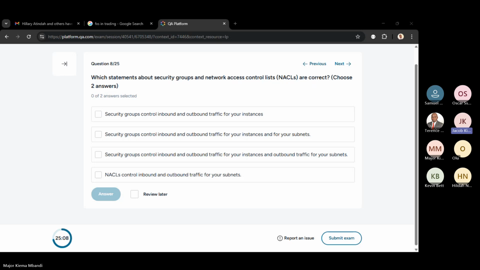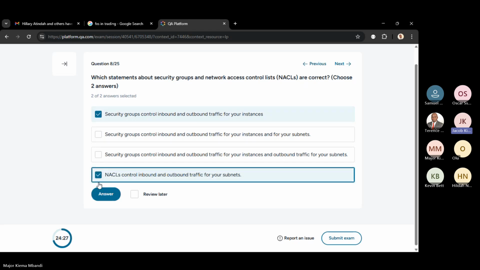Security groups control inbound and outbound traffic for instances. Security groups control inbound and outbound traffic for instances and for your subnets. Security groups control inbound and outbound traffic for your instances and outbound traffic for your subnets. Network ACLs control inbound and outbound traffic for your subnets. If you can give us your answers via chat. So he says A and D. So the first one and the last one here.